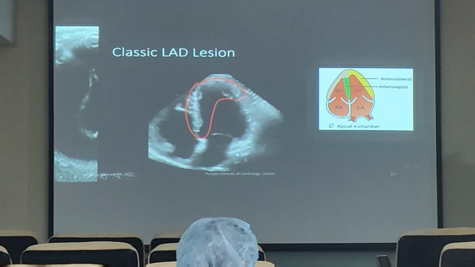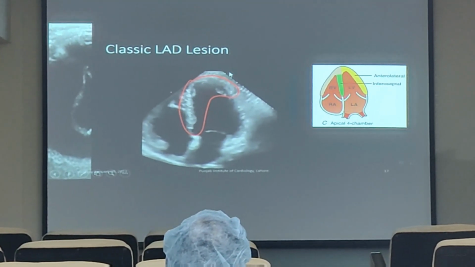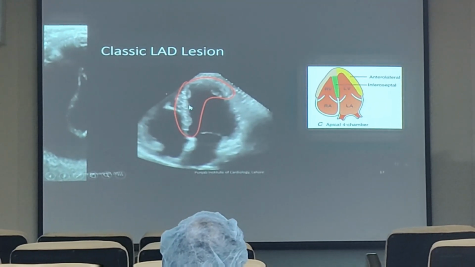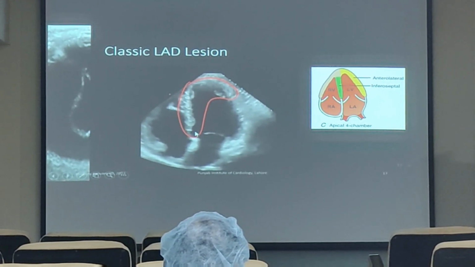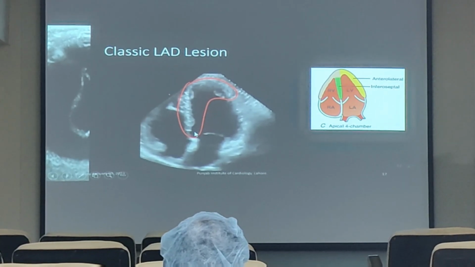This is another classic apical four-chamber view. The entire septum and the apex are not moving. So we know that it is supplied by the LAD, and of course the base of the septum is supplied by the RCA as well. So it may also be involved in this patient.